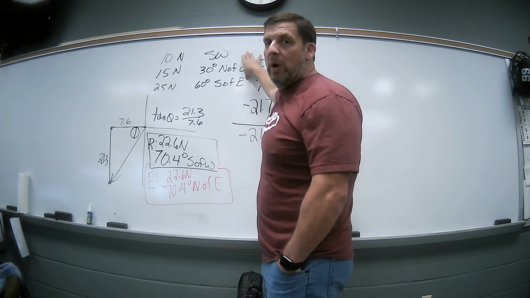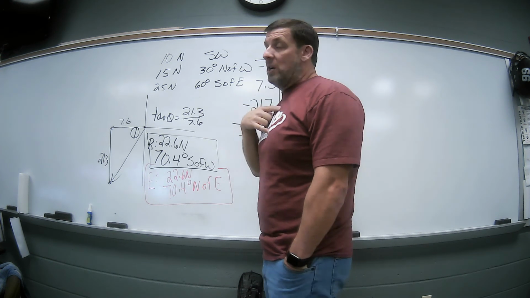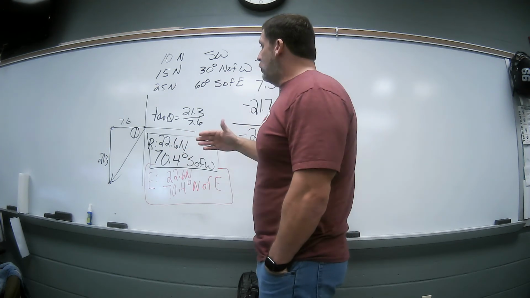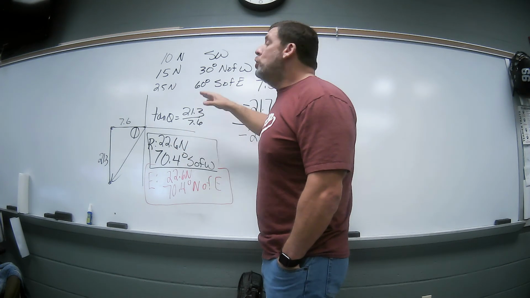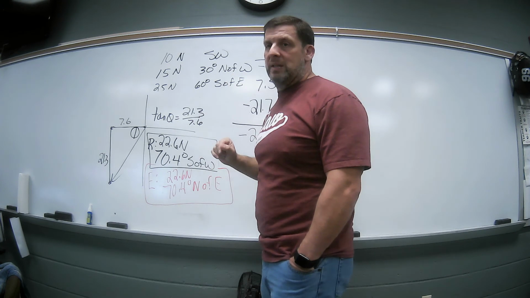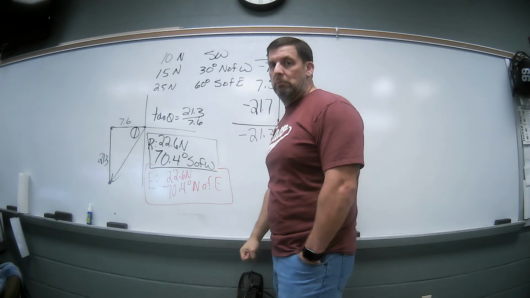This is the simplest way to find the resultant, guaranteed. I've done this for 30 plus years. This is the simplest outside of using a computer. To find the equilibrium, you always have to find the resultant. I cannot look at this and know what the equilibrium is, because what we're doing is combining each of these vectors into a single vector, all right?